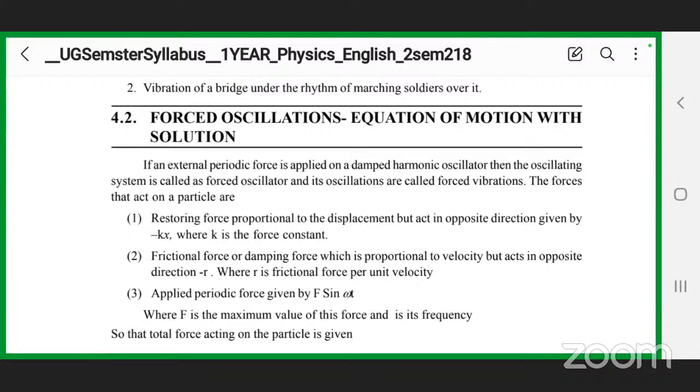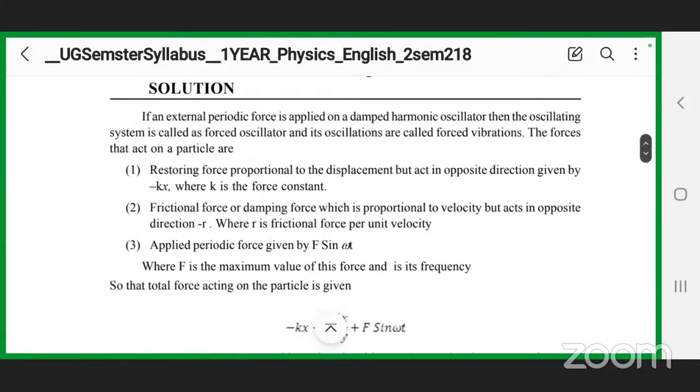Here the forces that act on a particle are of three types. One is the restoring force. We discussed this in the case of the DHO, the damped harmonic oscillator, also. The restoring force is proportional to the displacement but opposite in direction. That means minus kx, where k is a constant, the spring constant or force constant, and x is the displacement.